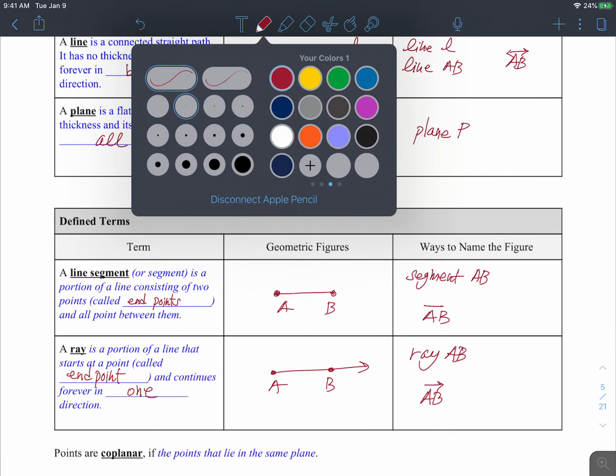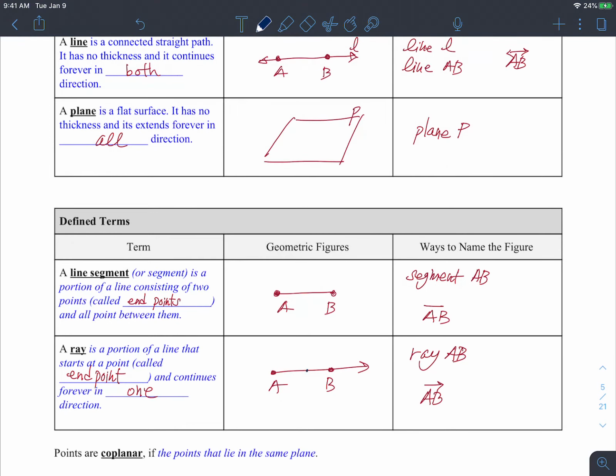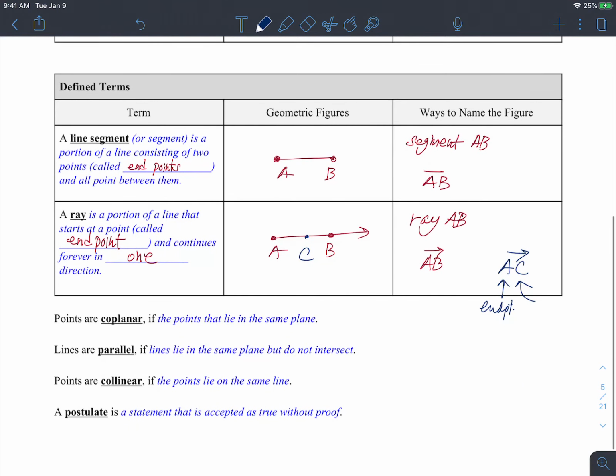Let me give you a different scenario though. What if you had a point C here? The alternate name for this is also ray AC. As long as you have the endpoint and a point that the ray goes through, we're good. So the ray AB and ray AC in this particular case denotes the same ray. Okay. All right, guys. And a few more.